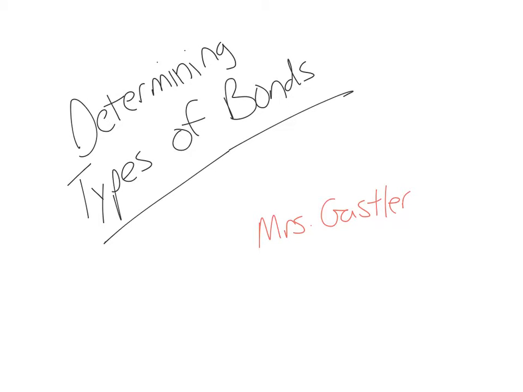Hi guys, this is Mrs. Gassler, and in this video we're going to talk about how to determine what type of bond exists between some elements. We're going to need some Cornell paper and maybe your colorful periodic table that tells you what types of elements are there and where they are located, because that will be helpful. And let's go ahead and get started.